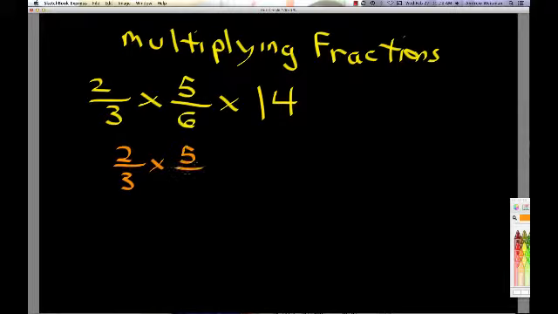2/3 times 5/6. And when we multiply fractions, it's very direct. We multiply the numerator times the numerator, so 2 times 5, which is 10. And we multiply the denominator times the denominator, so 3 times 6, which is 18.